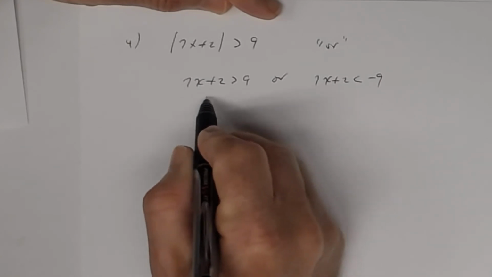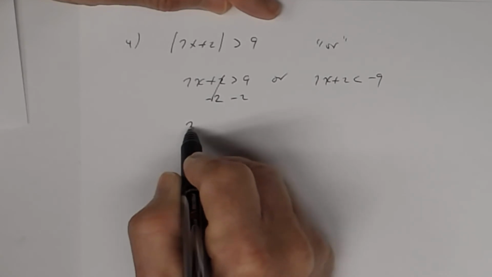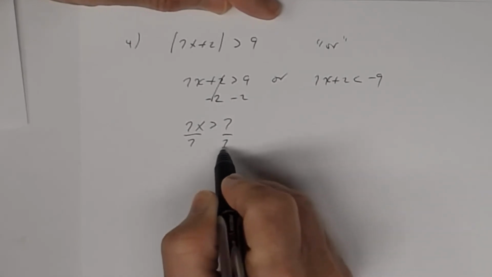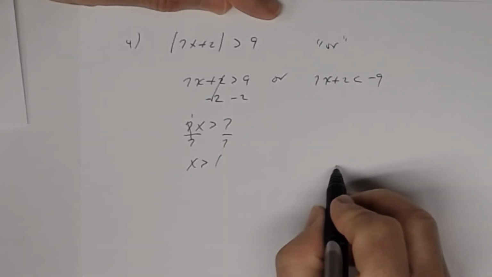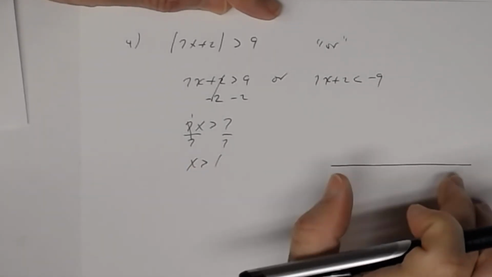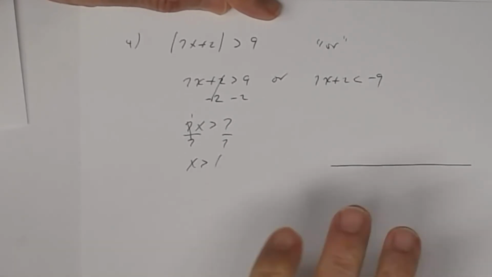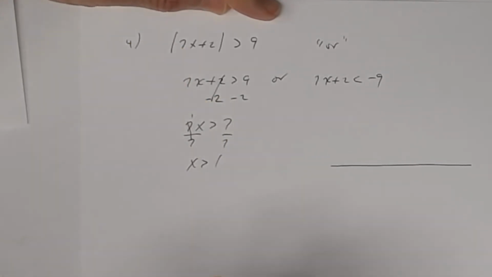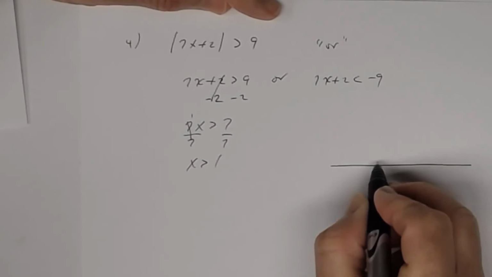Okay, so let's solve each linear inequality. So I subtract 2 from both sides. So I get 7x is greater than, and then this is 7. So if I divide both sides by 7, I get x is greater than 1. So far, if I put this on the number line, and for the or statement, I always tend to put it on the number line to help me make sure that those solutions will be the solutions to the original. So x is greater than 1. So I'm going to put that here.